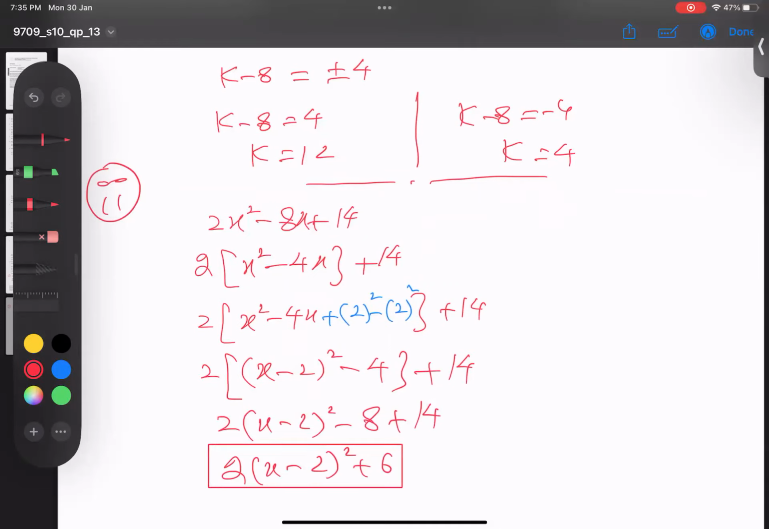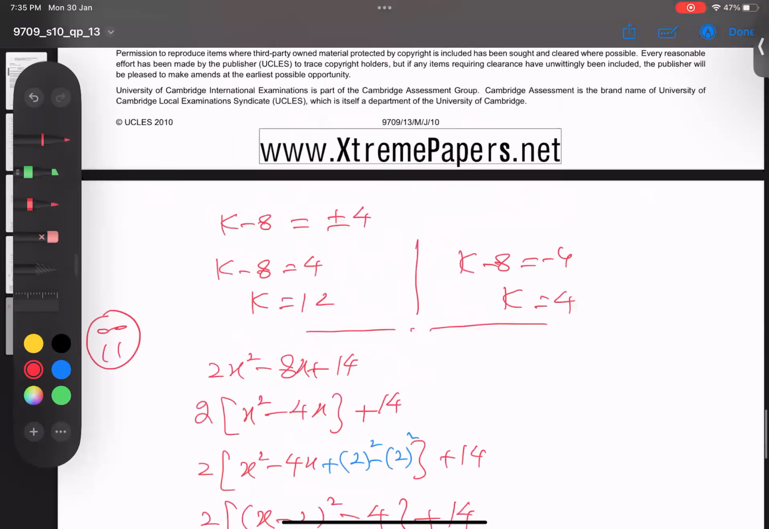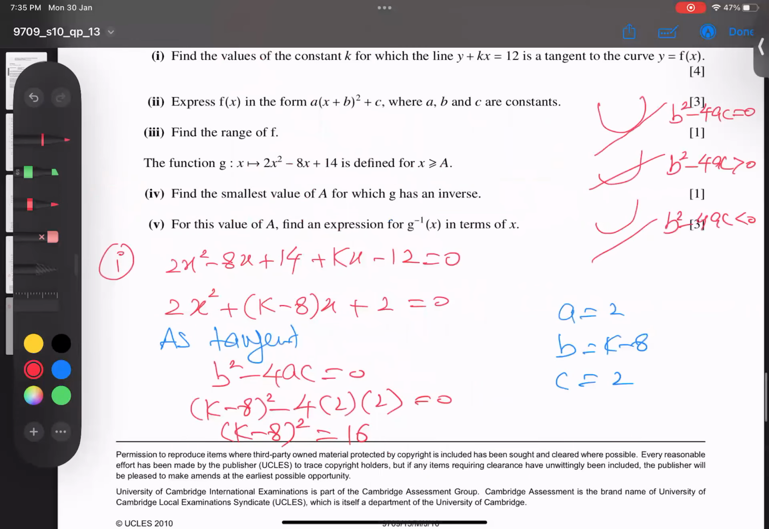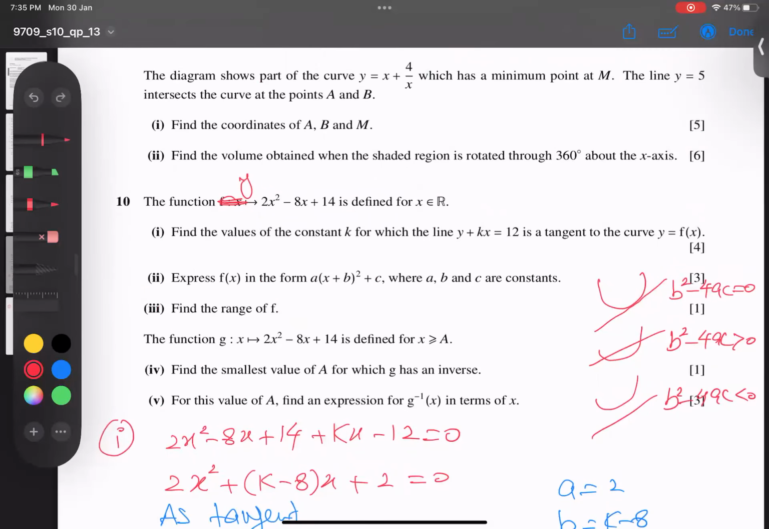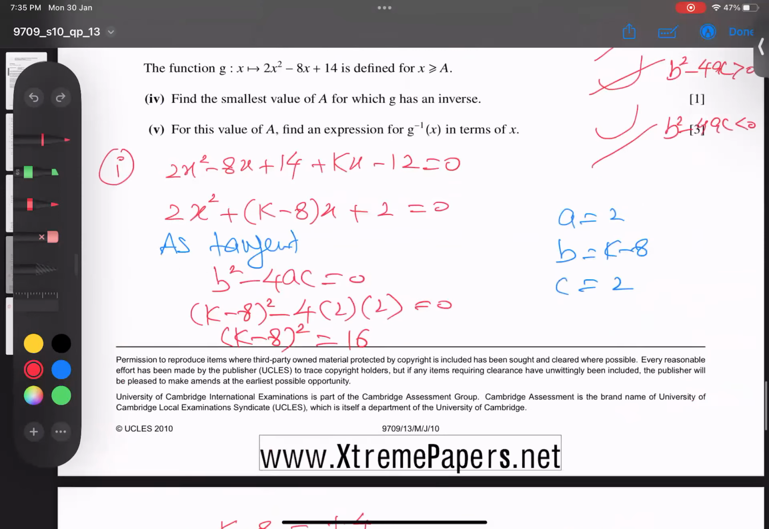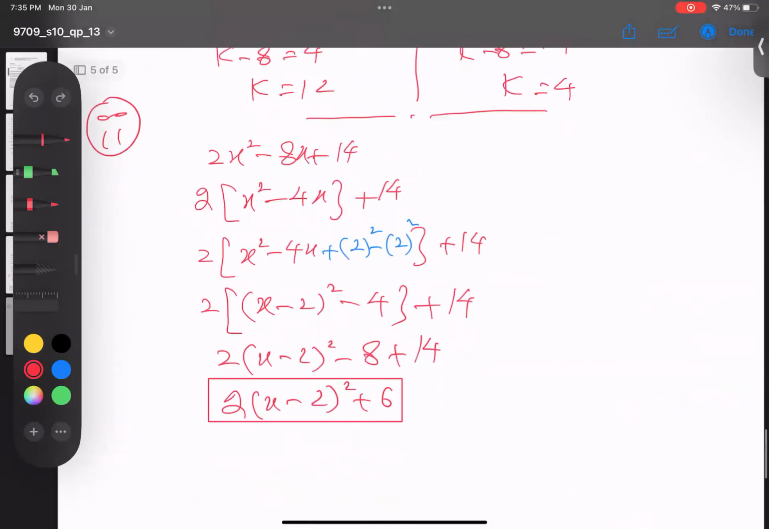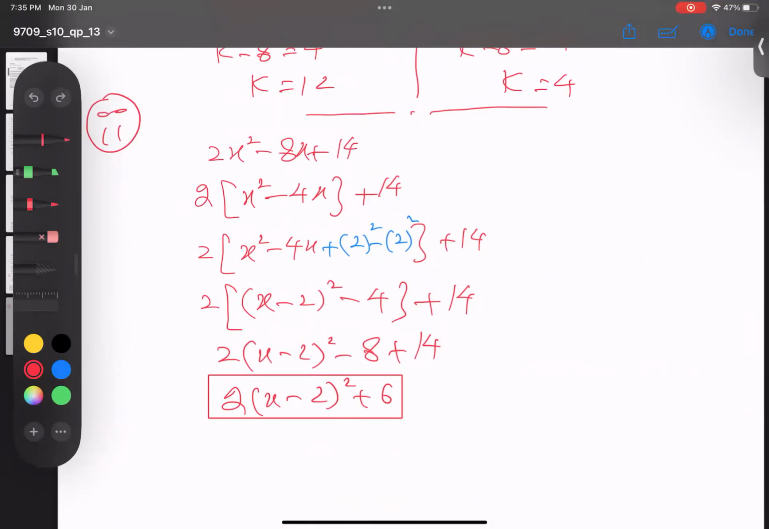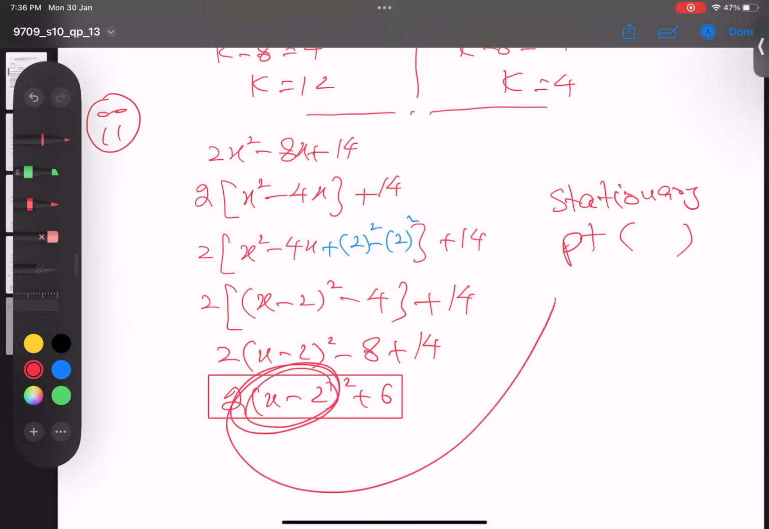Now see what is going on further. Completing square is over, and we have to find the range in the next part. Let's see how we can find the range. First of all, we find the stationary point. How to find the stationary point? I'm just doing an extra part. For the stationary point, whatever is under the power 2, put equal to 0.